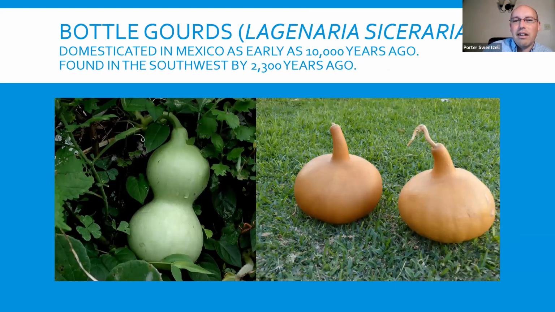The other one that's not for eating, but is used for tools and a whole slew of other things, is bottle gourds, which were also domesticated perhaps about 10,000 years ago in Mesoamerica and reached this area at least by about 2,300 years ago.